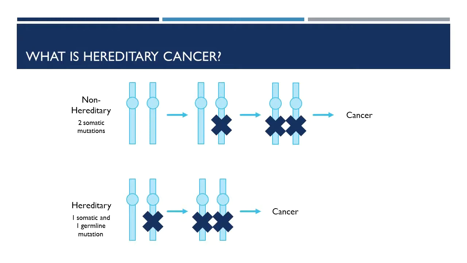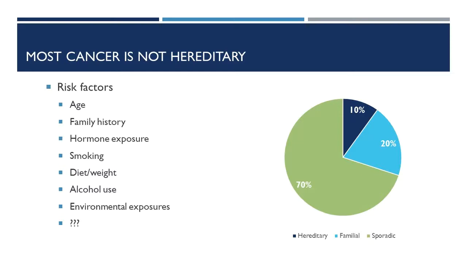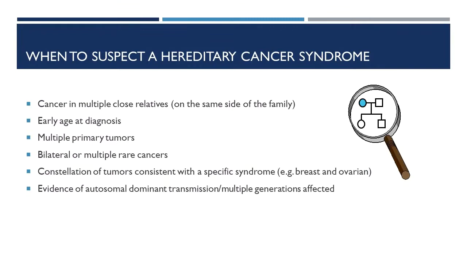Despite the topic of this lecture, the majority of cancers are not related to hereditary syndromes. Most are caused by a combination of multiple risk factors, including biological factors, lifestyle choices, and environmental exposures. The number of close relatives diagnosed with cancer, diagnoses under the age of 50, multiple primary tumors in one person, laterality, rarity of cancers, consistency with hereditary syndromes, and multiple generations affected are all factors that can be used to determine if a person is at an increased risk for a hereditary cancer syndrome.